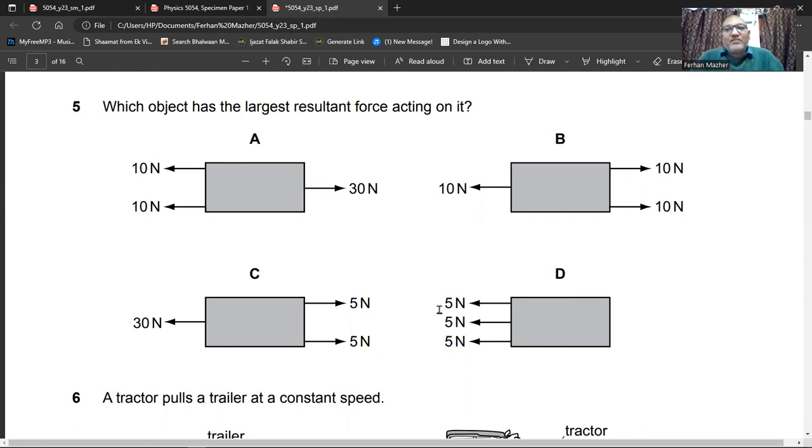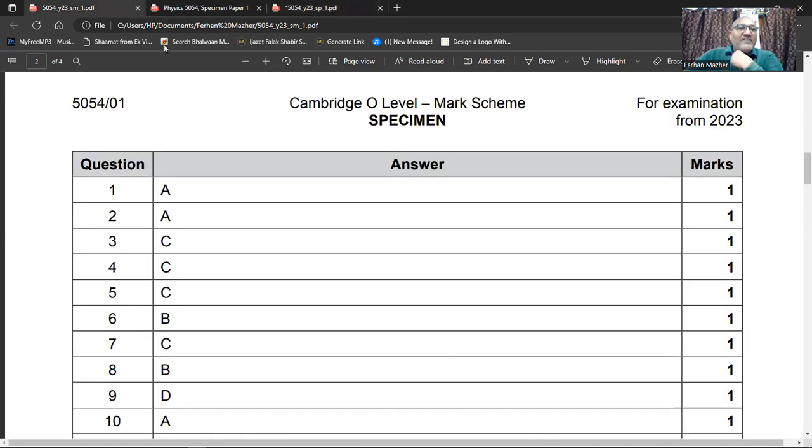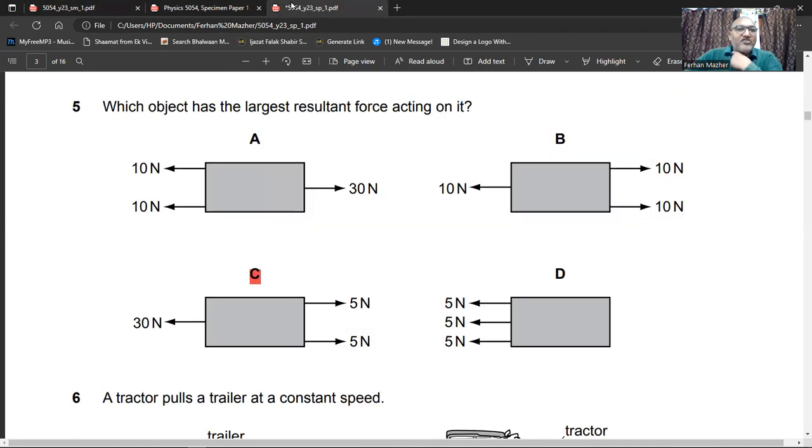Here, all the forces are towards the left. So the resultant force will be 15 newtons to the left. So their question was, which object has the largest resultant force acting on it? So the largest resultant force acting on it will be here, 20 Newton, acting towards the left. So I think C has the largest resultant force. Question number five, C is the choice.